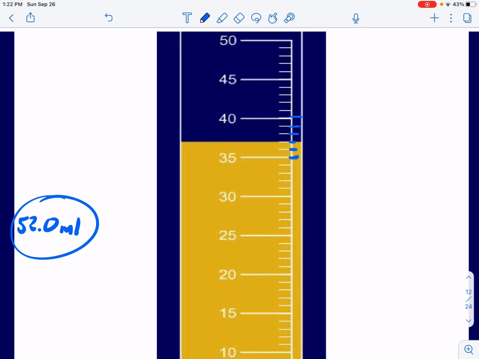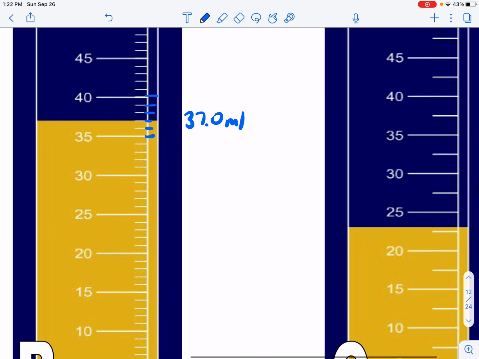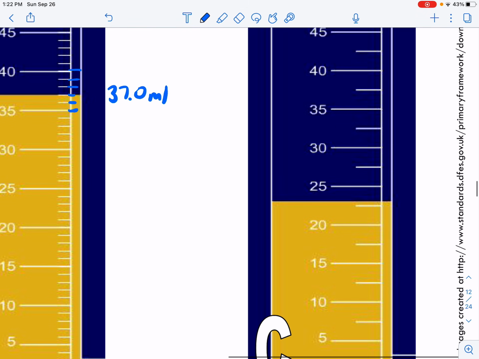It looks to me right at 37, so I'm going to write 37.0 milliliters. One more. It goes in increments of 2.5: 20, 22.5, and 25. It looks like it's a little bit above 22.5, so I'm going to say it's 23.0 milliliters. What I'm certain of, plus one more digit.